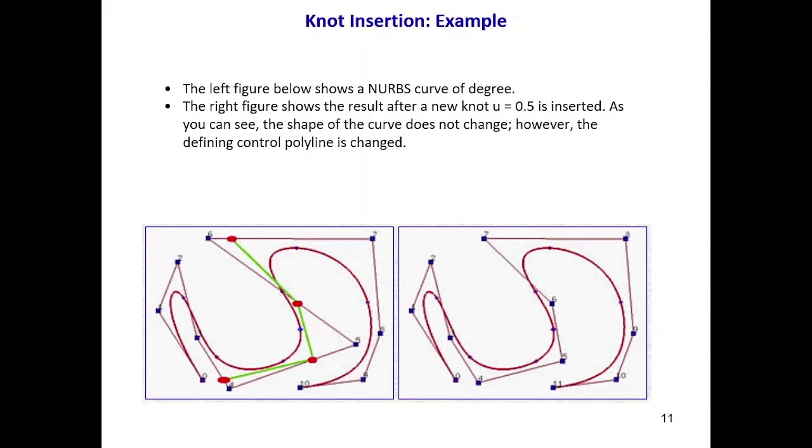We can see that the shape is not changing. Here the red dots are the Q's and all the blue ones are P's. P's are the old control points, and red dots are the new control points that are added to the curve. So here we'll get the final curve like this. The shape is unchanged, but the defining control polyline is changed.